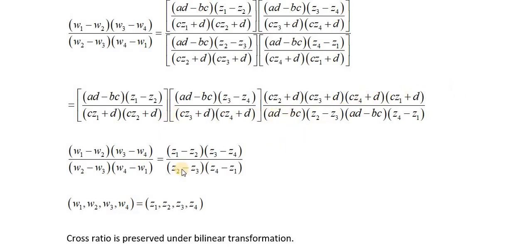After cancellation, we are going to get this one. This is the cross ratio of Z1, Z2, Z3, Z4. This is the cross ratio of W1, W2, W3, W4. Therefore, cross ratio is preserved under bilinear transformation.